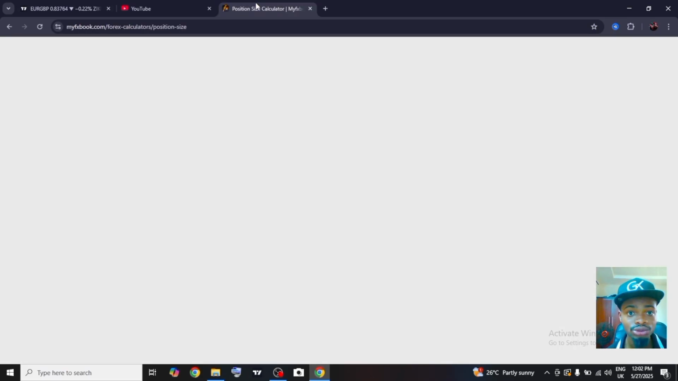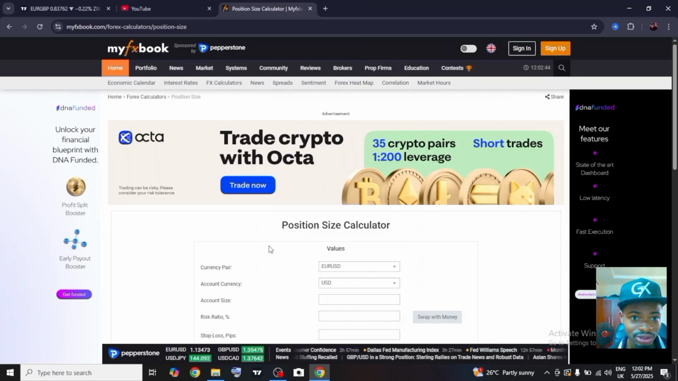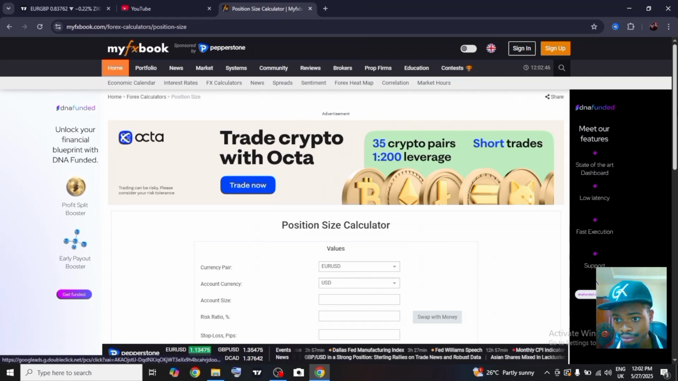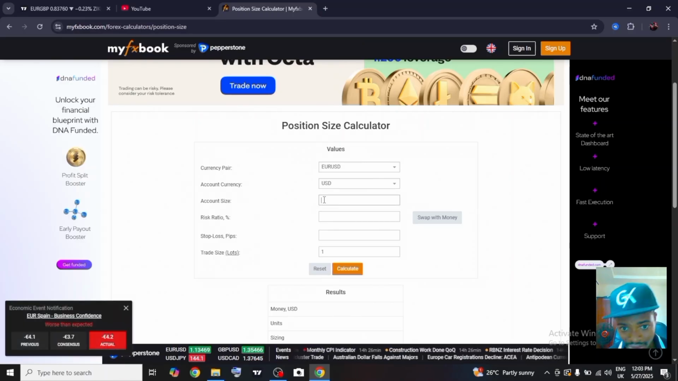Alright, so to know your lot size, you go over to a position size calculator. It's very simple. Just search position size calculator, right? You look for the pair you are going to enter. Example, EUR/USD. You put your account balance here. How much is your account on your MT5, right? $6,000 or $1,000 or $100, right?